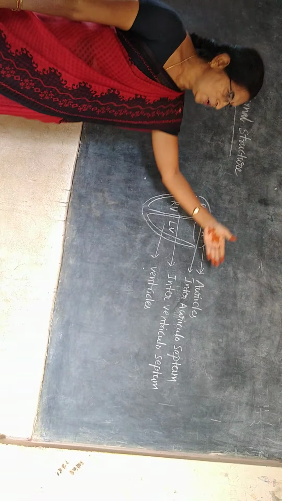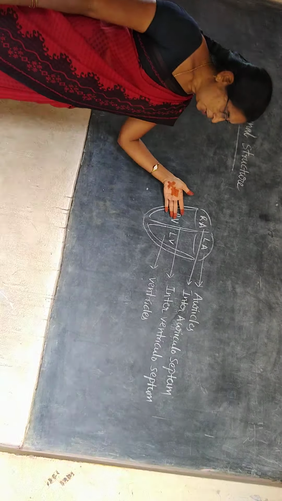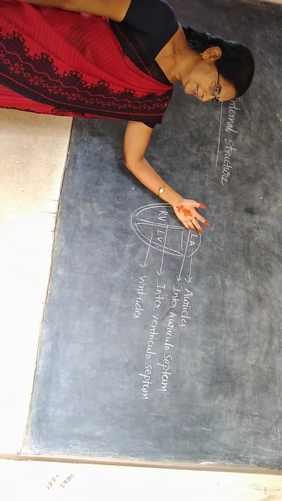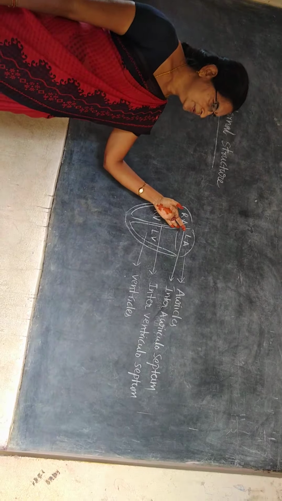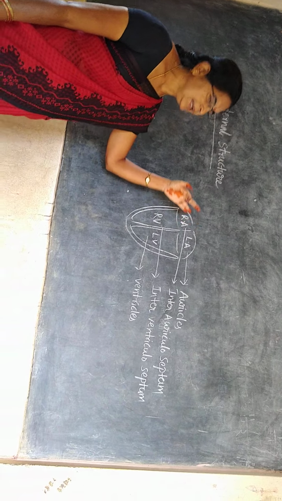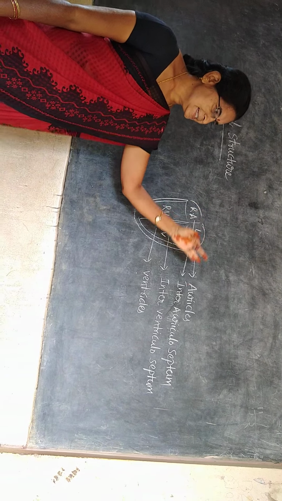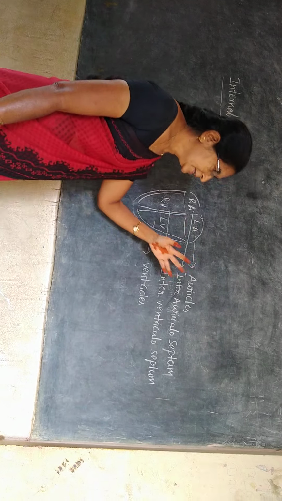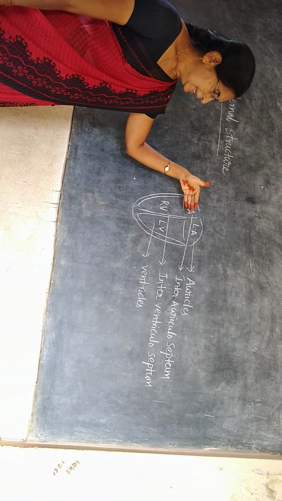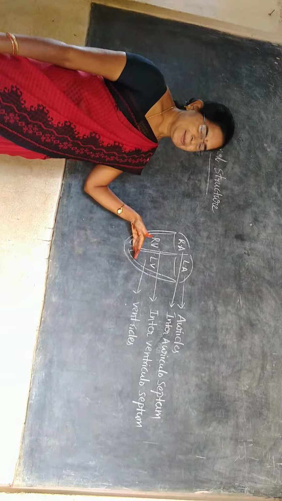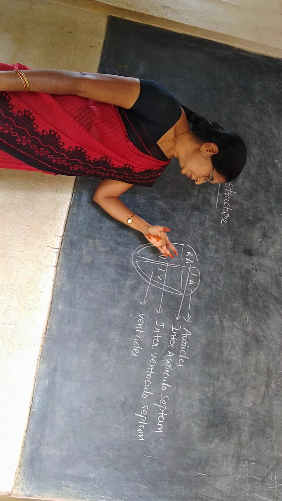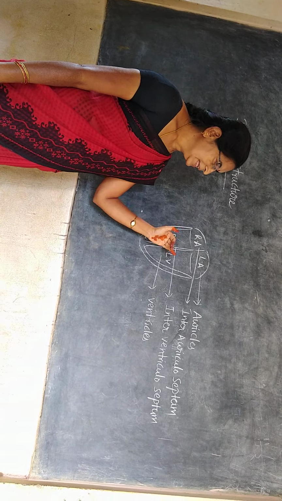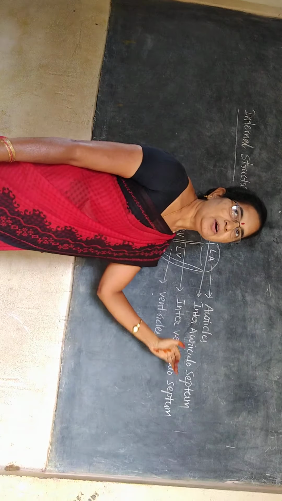Upper chambers are called auricles. Lower chambers are called ventricles. Auricles are divided into two, the left auricle and right auricle, with a septum called the interauriculoseptum or auriculoseptum. Like that, ventricles are also separated into left ventricle and right ventricle with the help of the interventriculoseptum.